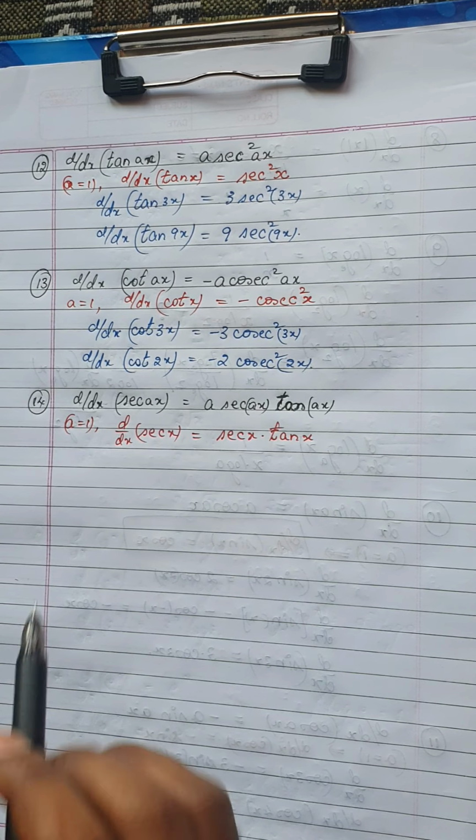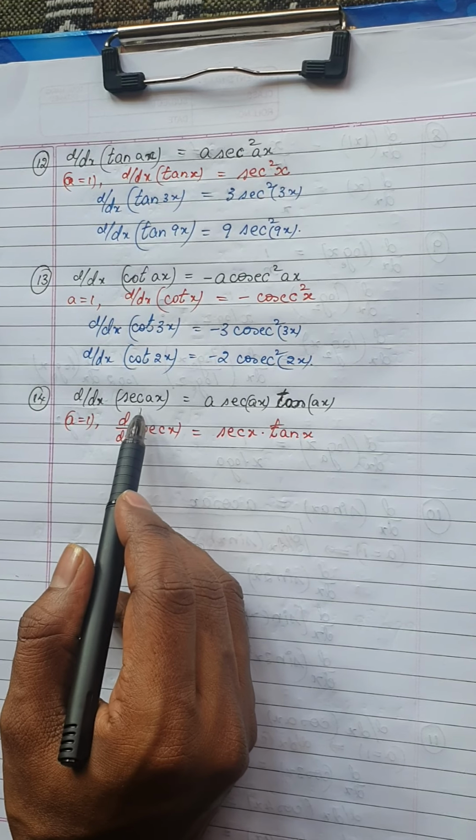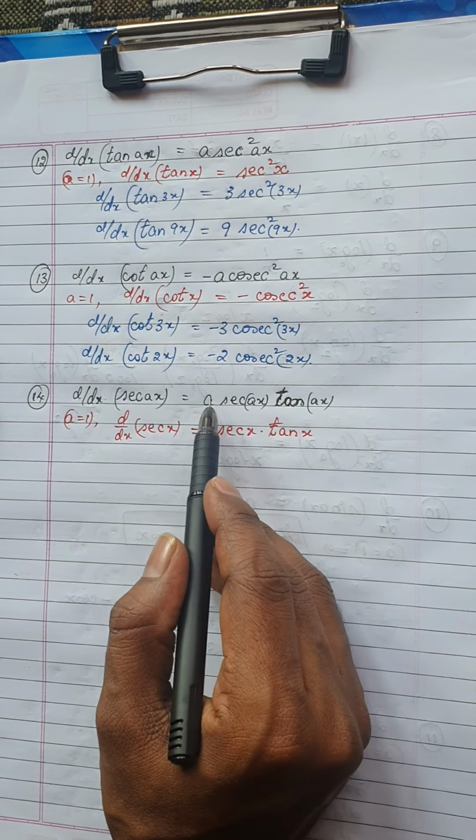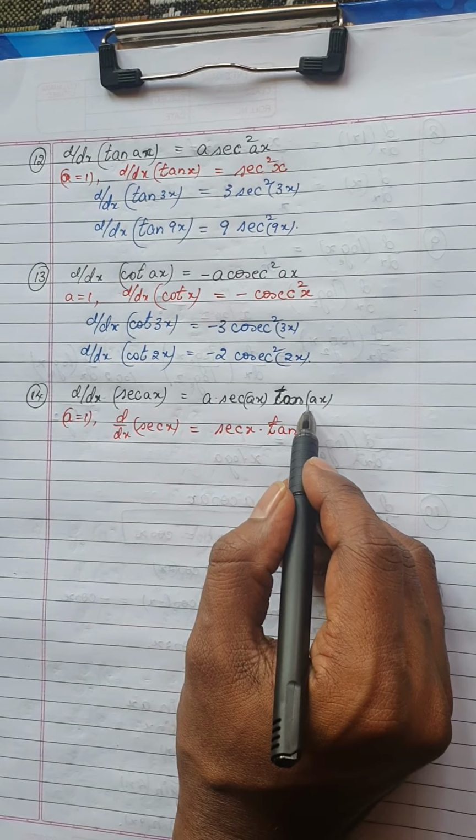So the next formula is the derivative of secant ax. The derivative of secant ax is a into secant ax into tan ax.